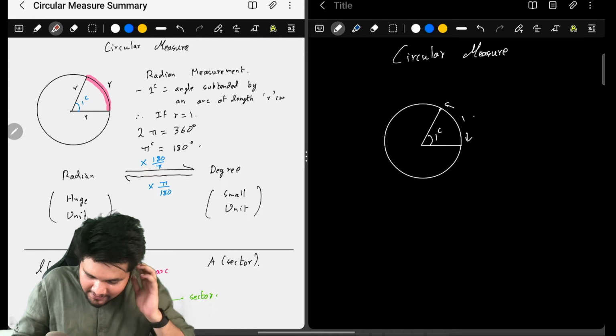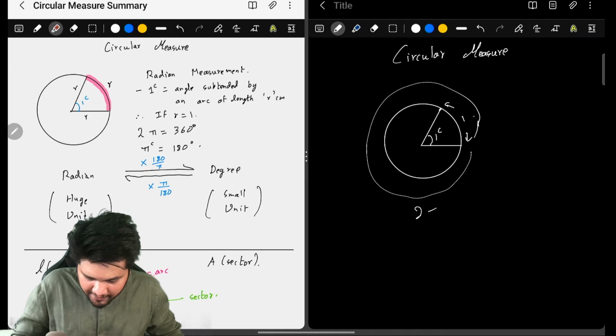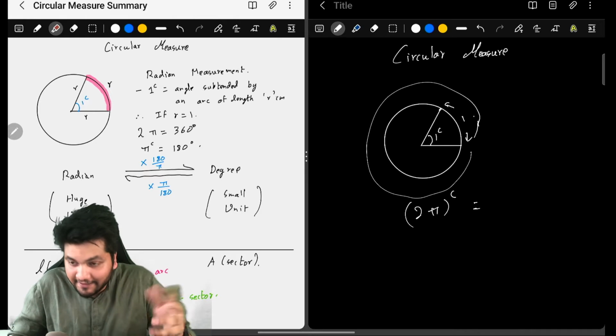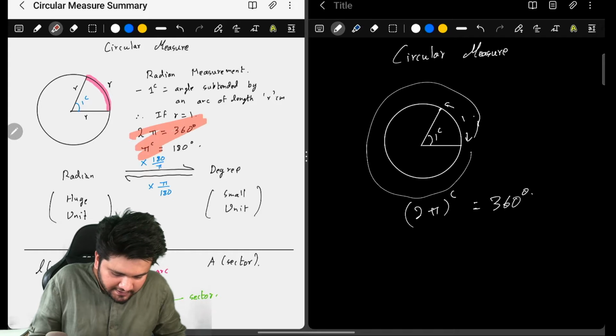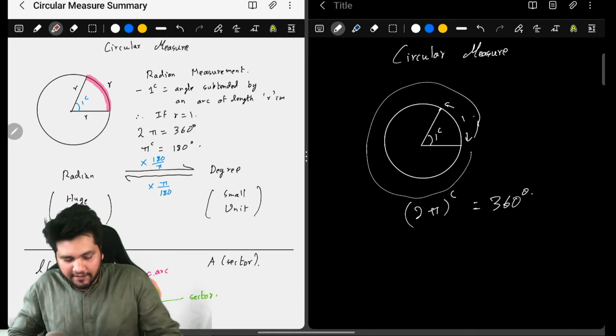radian. Now the complete angle would be how much? It's going to be the circumference of the circle, which is nothing but 2 pi r. But here r is 1, so it's going to be 2 pi. So this is nothing but 2 pi radian. And we know how much it is in degrees, the complete circle, which is 360 degrees. That's how we get 2 pi equals 360 degrees, and pi equals 180 degrees, right? Pi radian.